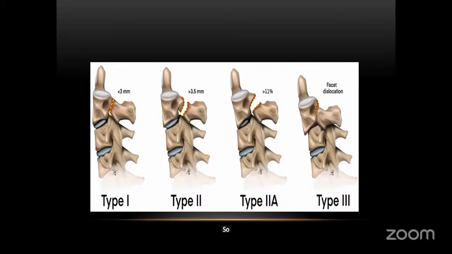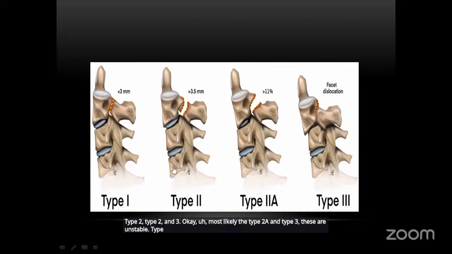So what are the unstable fractures in this one? Type 2A and 3, sir. Type 2 and 3. Okay. Most likely the type 2A and type 3 are unstable. Type 2, sometimes with the help of conservative management, it heals.